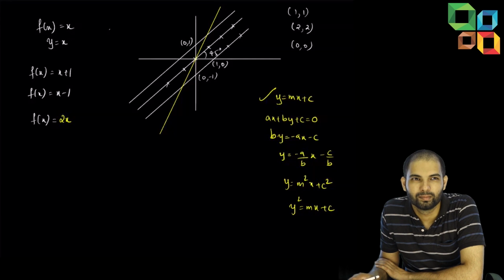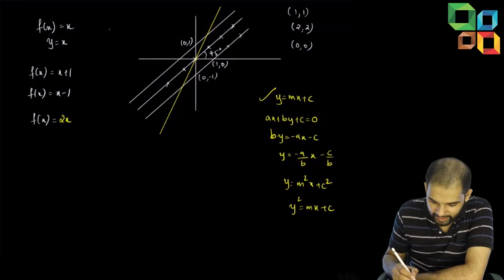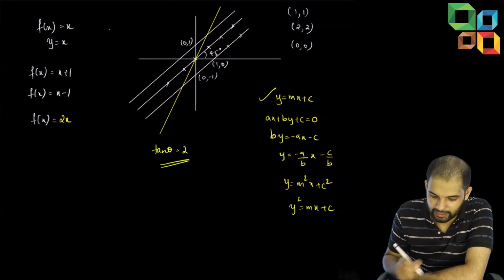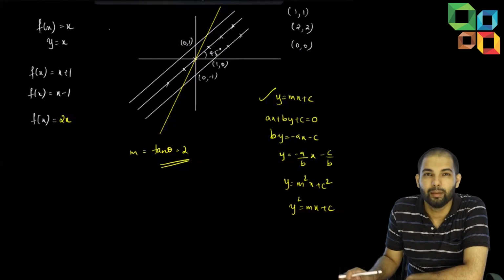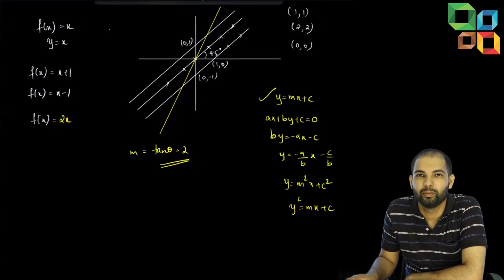Because sine will be the angle from... Oh wait, no, it's not sine, it's tan theta. Tan theta equal to 2, I would have agreed. That's why I was shocked when you said sine theta. Tan theta is nothing but your slope, right? M equal to tan theta will be the slope.